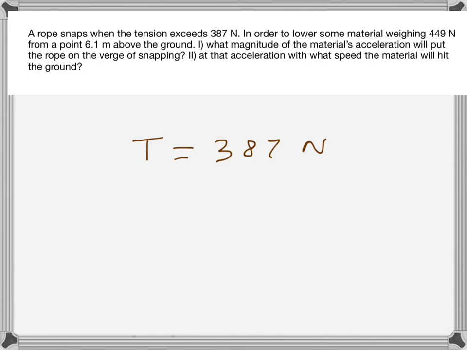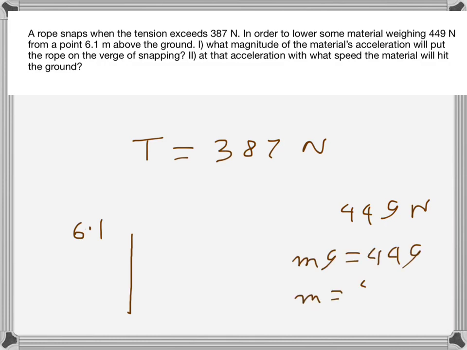So a material is lowered by the rope from 6.1 meter above ground, and the material's weight is 449 Newton. From that we can find the mass of the material. So mg is 449. So m will be 449 divided by 9.8. I will leave it like that for the time being. That much kg will be the mass of the material.